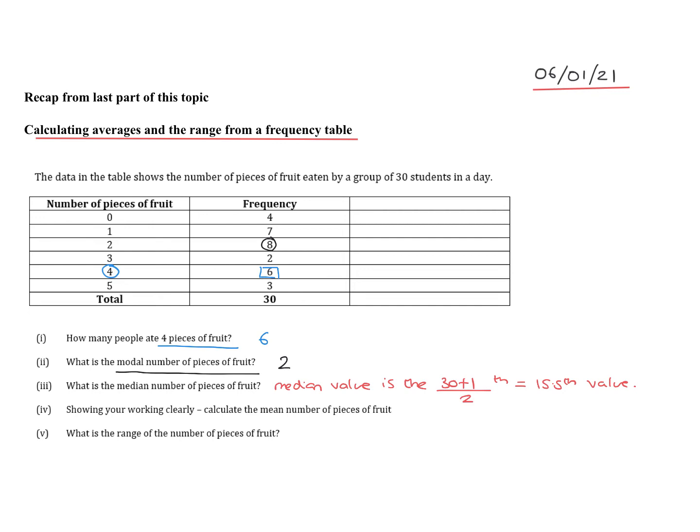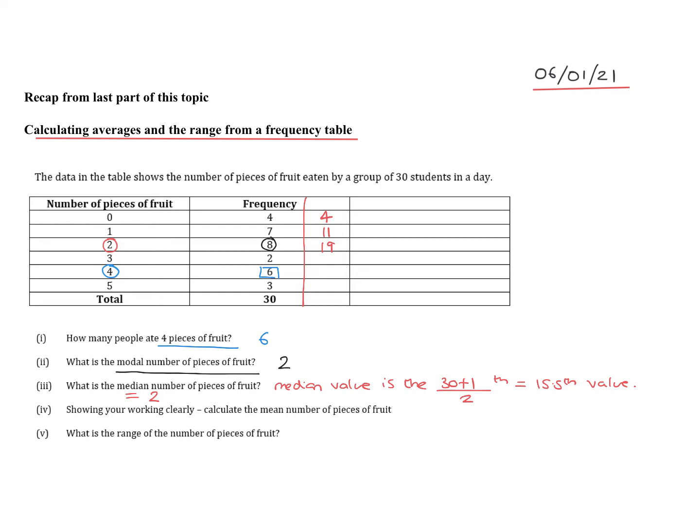So if we total up the frequencies, we can get to the 15th value and then the 16th value. So I'm going to keep a running total of the frequencies here. So 4 plus 7 is 11, and then 11 plus 8 gives me 19, which tells me that the 11th value is 1. So the 12th, 13th, 14th, all the way up to the 19th value are all 2, which means the 15th value and the 16th value must both be 2, which tells me that the median number of pieces of fruit is 2.